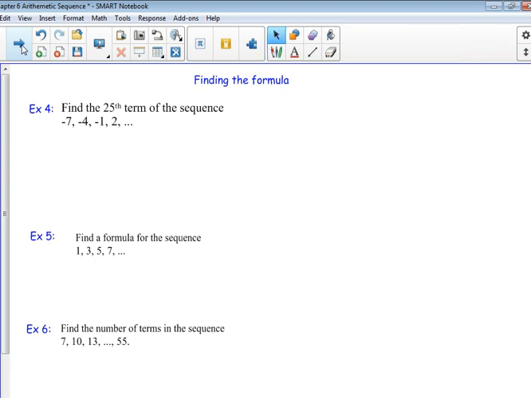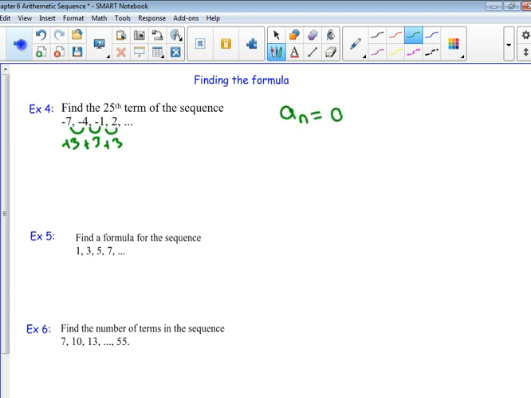So let's look and see what's going on in here. What do you think is going on? Is it a positive 3 or a negative 3? Positive. It's positive. Good job. We're adding a positive 3. Great. So as soon as we know we're adding each time, we're going to use our arithmetic sequence formula.